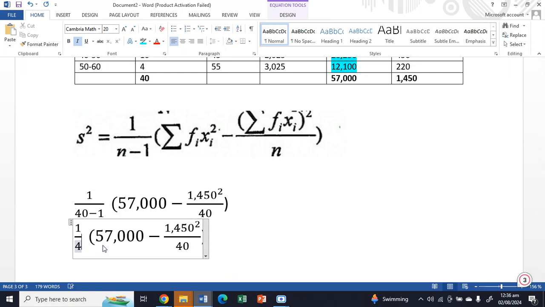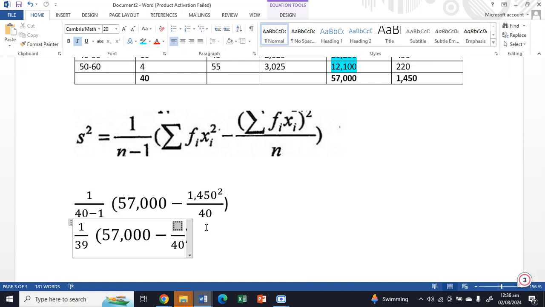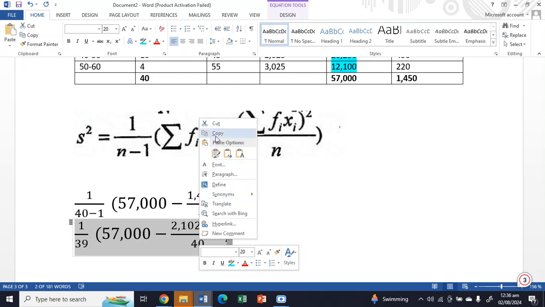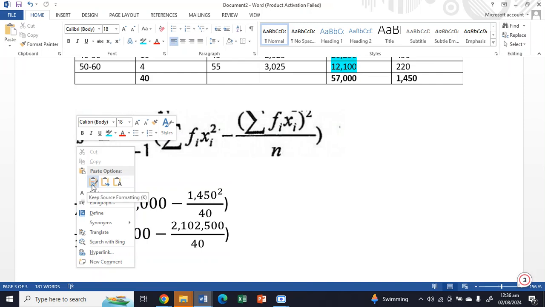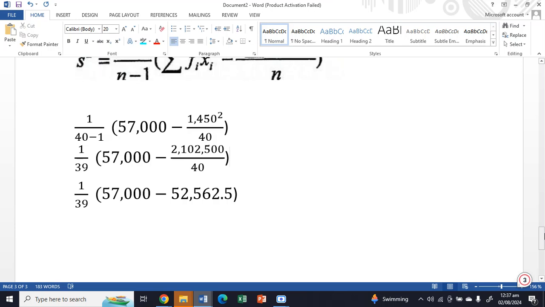Here, 40 minus 1, that's 39. 1,450 squared divided by 40. 52,000. I remember also getting a value like this.